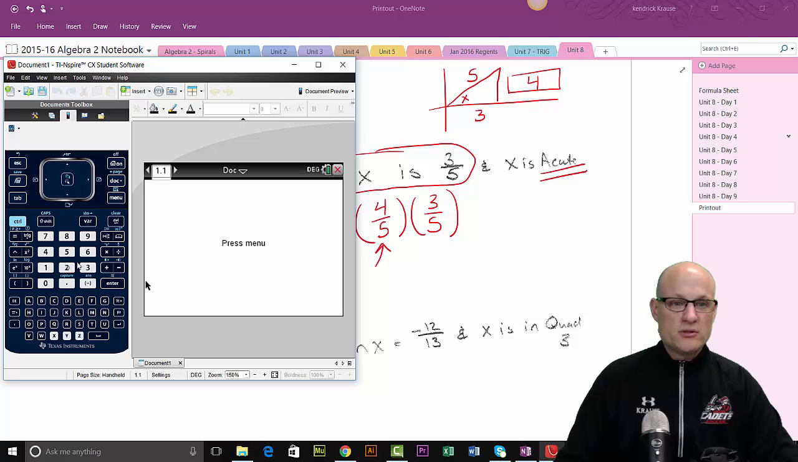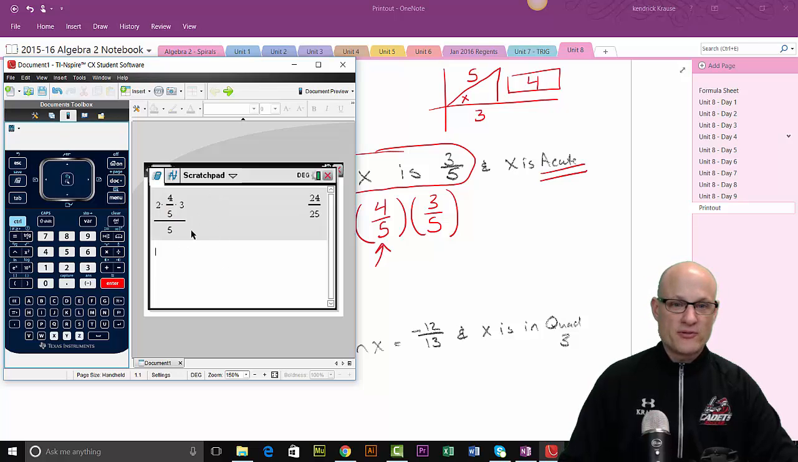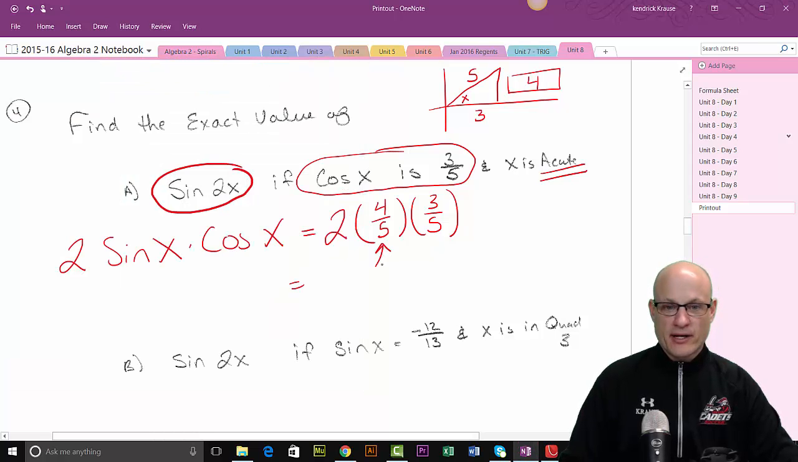2 times 4/5 times 3 divided by 5. Oh no, that doesn't work. See how it messed up? I'm not even paying attention to what I'm doing. I think that's actually the right answer though. So had I put it in the right way, that would be the right answer. 24/25. Really what you do is multiply the numerators, multiply the denominators.